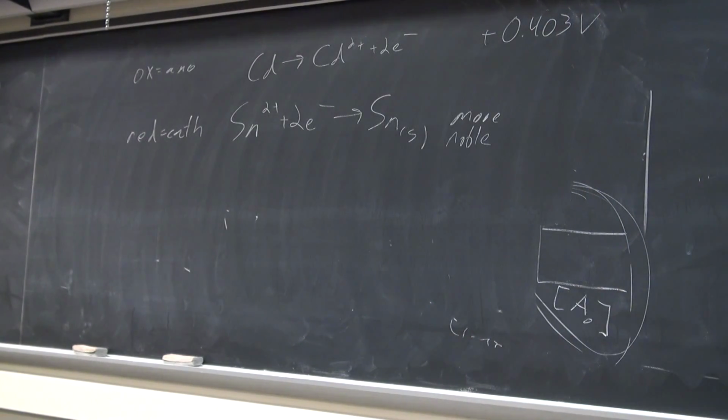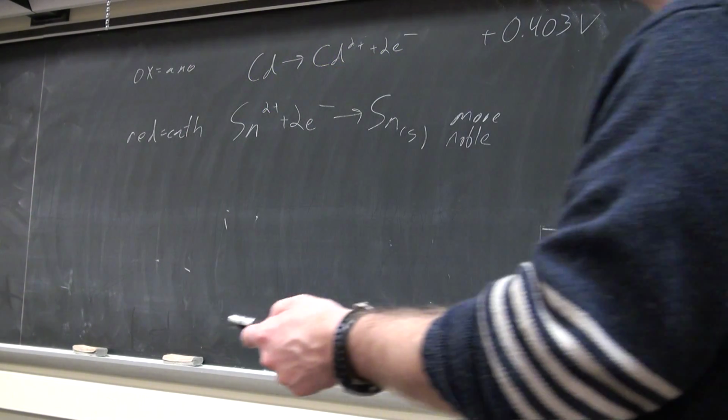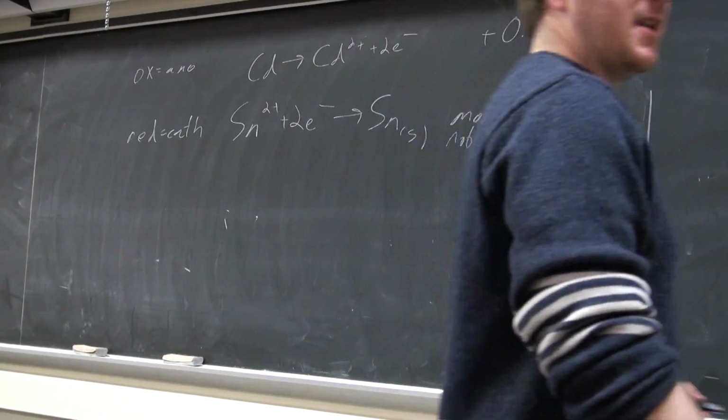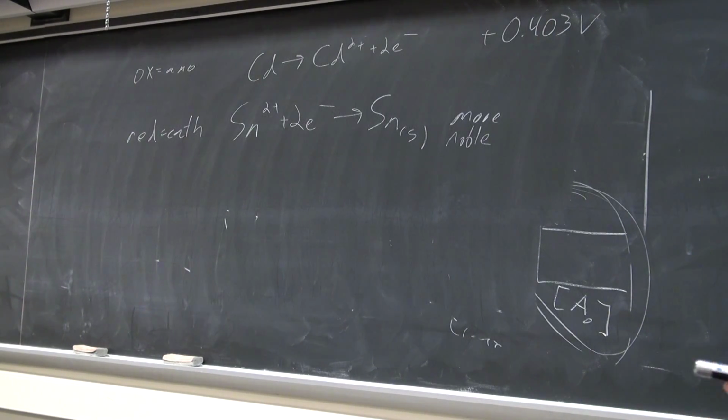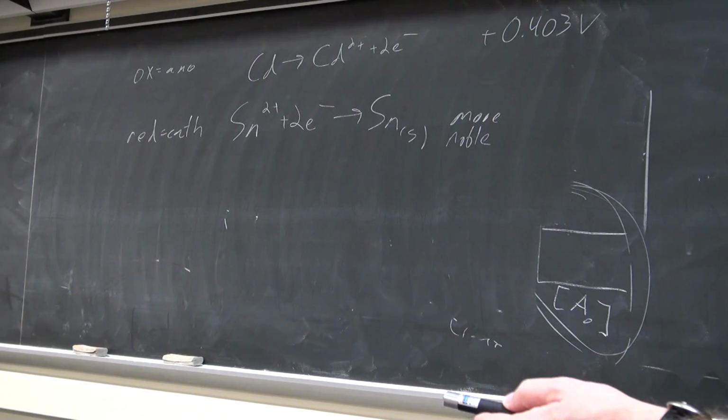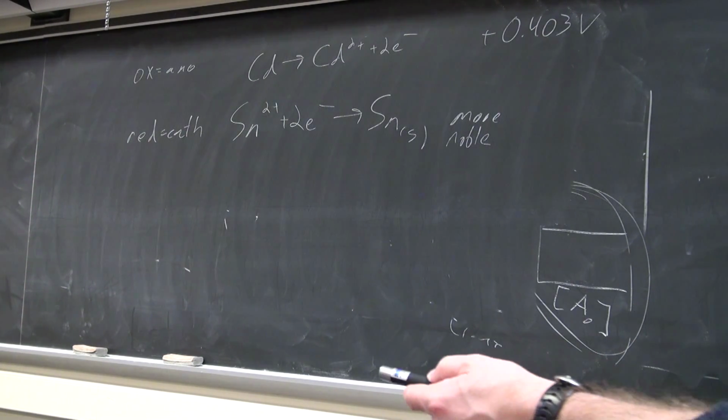So let's look at the table. Let's see. We want cadmium metal going to cadmium 2 plus. So we look up cadmium metal going to cadmium 2 plus. So the signs change. Signs change, right? We have the reverse reaction, and that's exactly what we have right here. And so for tin, if we look on this table, we have tin 2 plus going to tin solid.